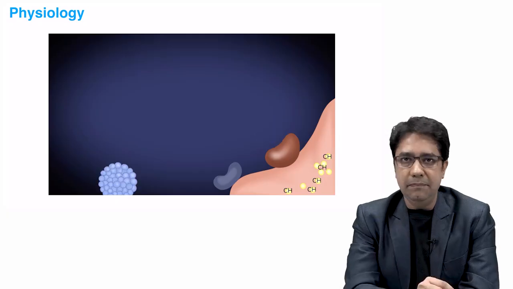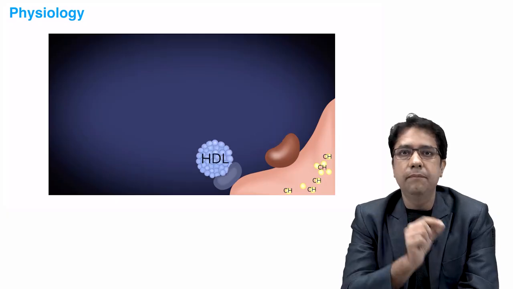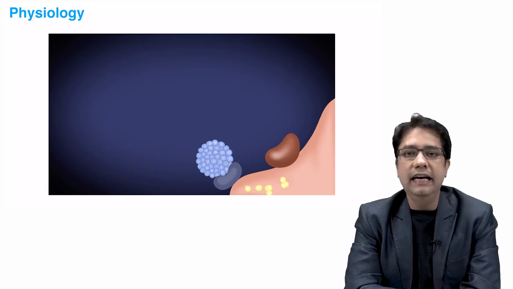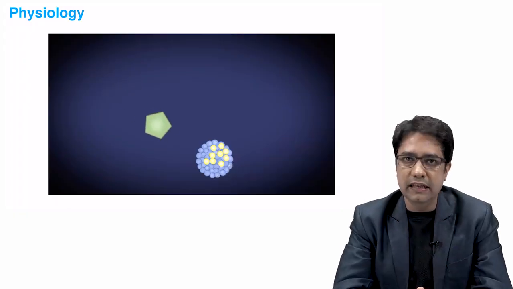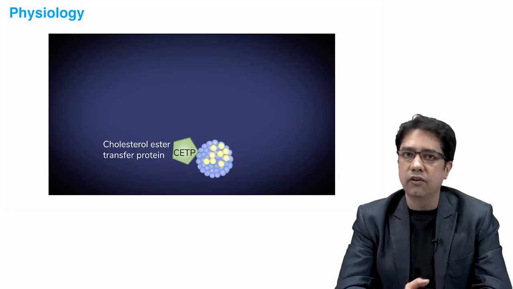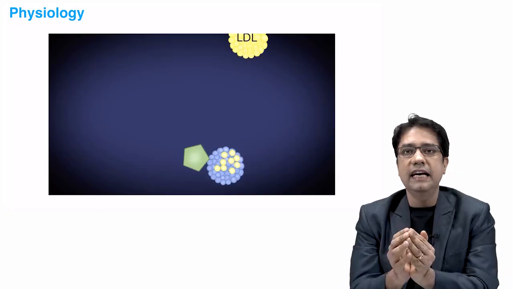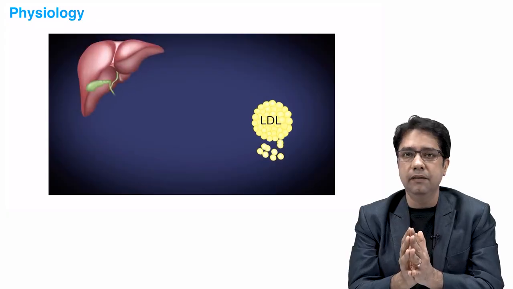Now, these are bad lipids. Hence, we also have a good lipid, HDL, high density lipoprotein. It removes cholesterol from the body cells, hence it reduces the risk of atherosclerosis. Now, this HDL, with the help of CETP, cholesterol ester transfer protein, transfers this cholesterol to LDL, and this LDL is taken up or removed by the liver.